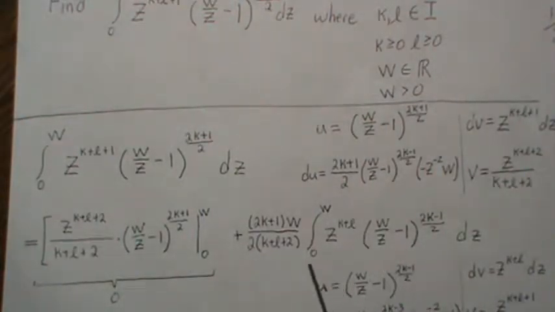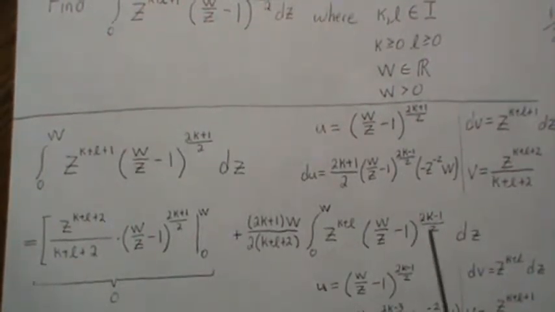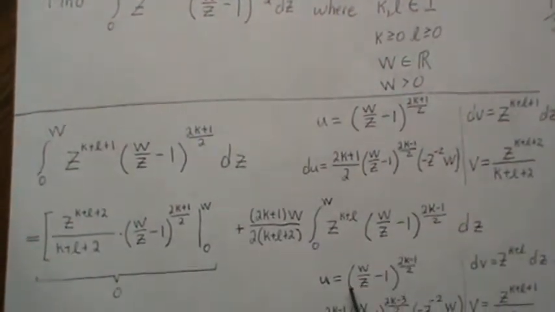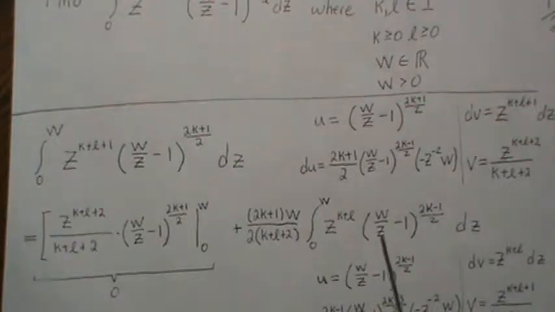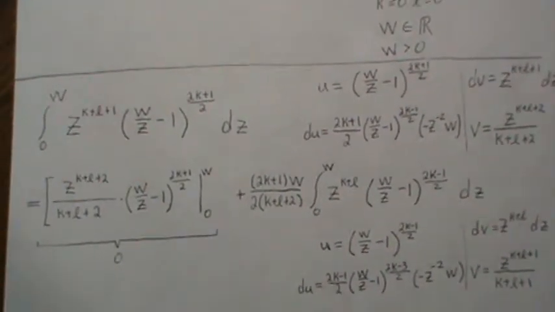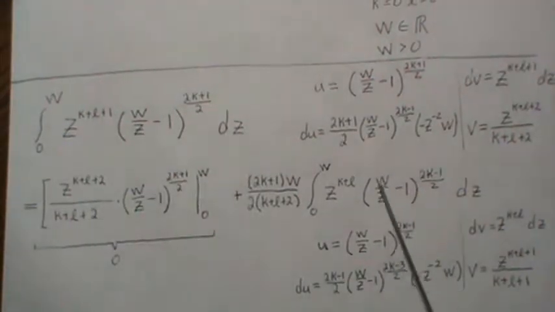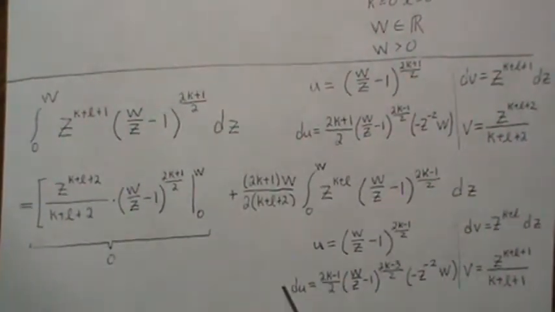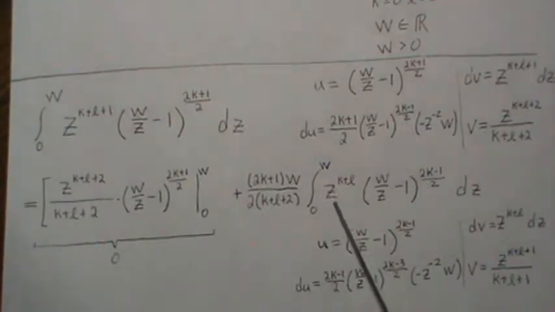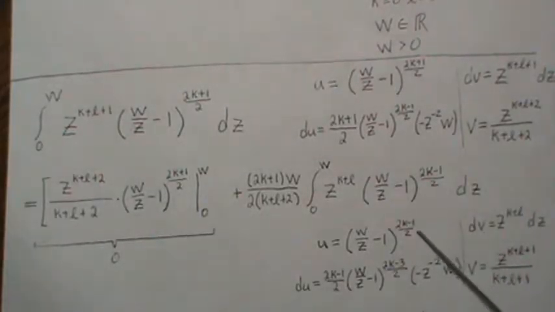Now over here, it is what it is, and we've reduced this piece by 1, and we've actually reduced this piece by 1. So let's use integration by parts again on this piece here. So it's up to there. So we let u be this part, and then we take the derivative of it, and we let dv be this part, and we take the antiderivative.